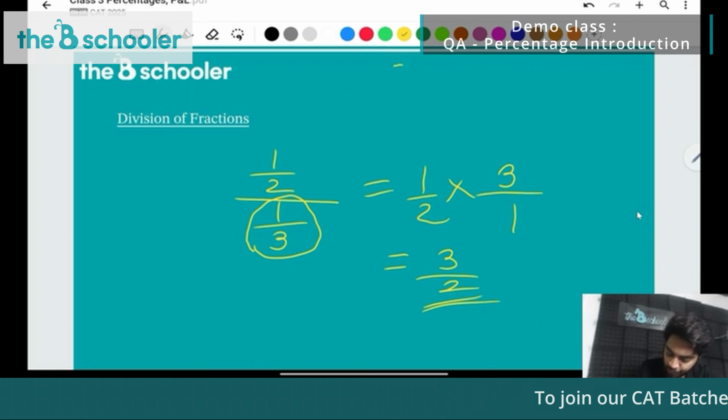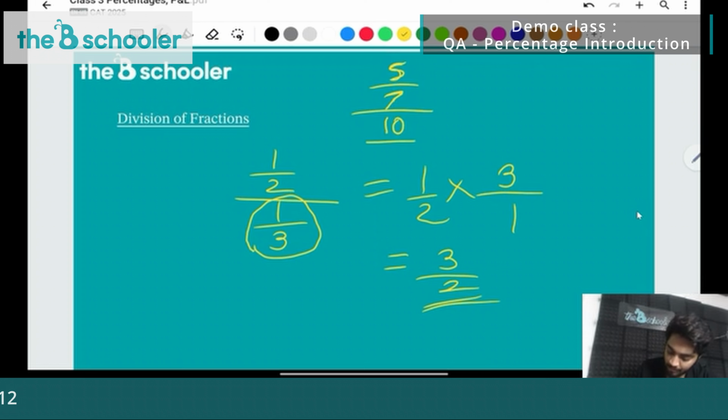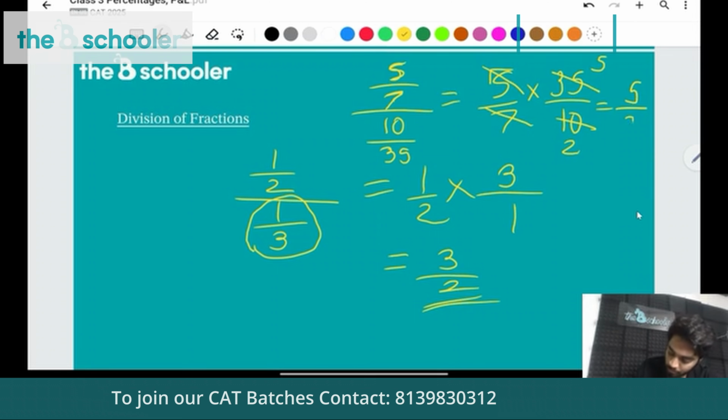Any number, let's say 5/7 divided by 10/35. This will become 5/7 into 35/10. This you can cancel out, you will get a 5 here. This you can cancel, you will get 2. So the answer is going to be 5/2.